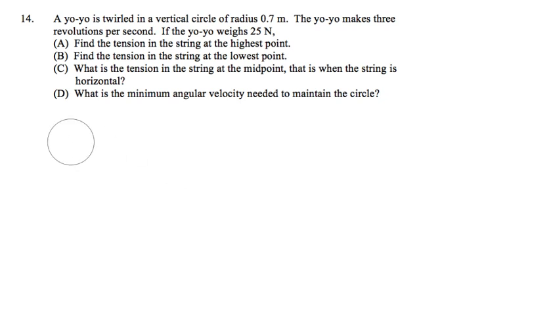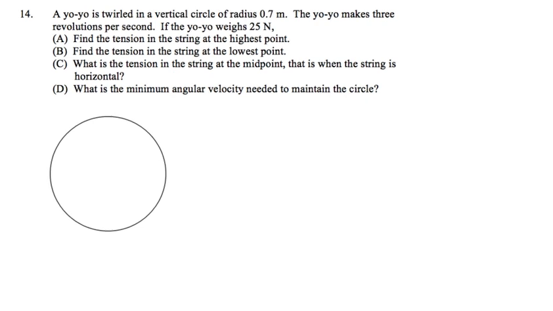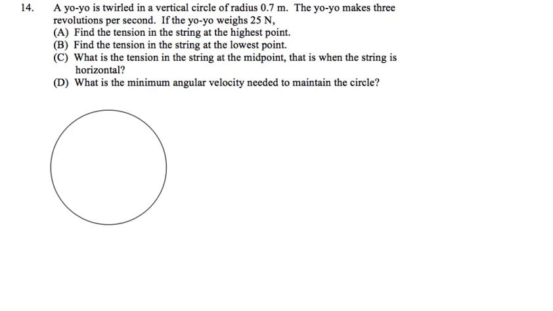So again, we're on vertical circles. So you make it look like that. And so the yo-yo's twirled in a vertical circle of radius 0.7 meters. Some people put the radius on the picture. Sometimes I do. Most of the time I don't bother. As long as you have the forces on it, the yo-yo makes 3 revolutions per second.